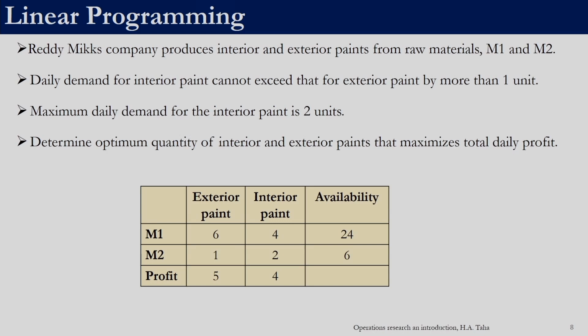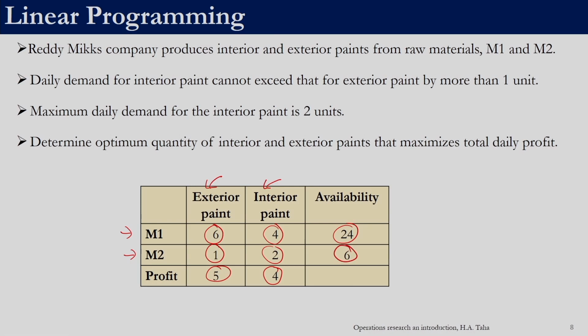There is a paint company which can manufacture exterior paint as well as interior paint. The profit per unit of exterior paint is 5, the profit obtained per unit of interior paint is 4. Both the paints require raw materials M1 and M2. Exterior paint requires 6 units of M1 and interior paint requires 4 units of M1. The total amount of raw material M1 that is available is 24 units. Similarly, for exterior paint and interior paint we require raw material M2 and the quantity required is 1 unit and 2 units respectively. The total amount of M2 that is available is 6 units.